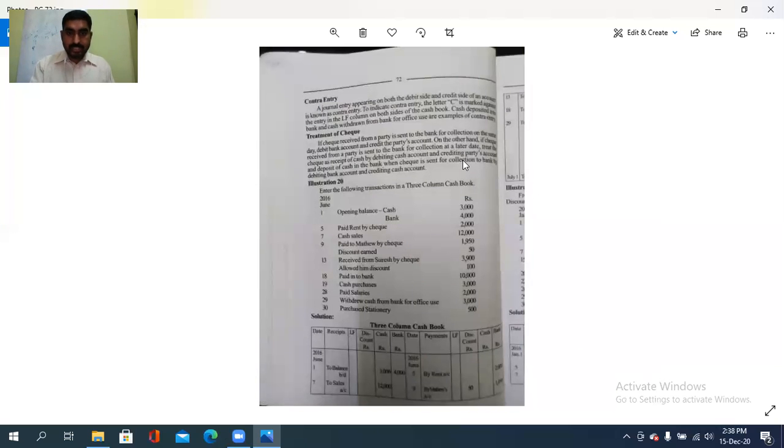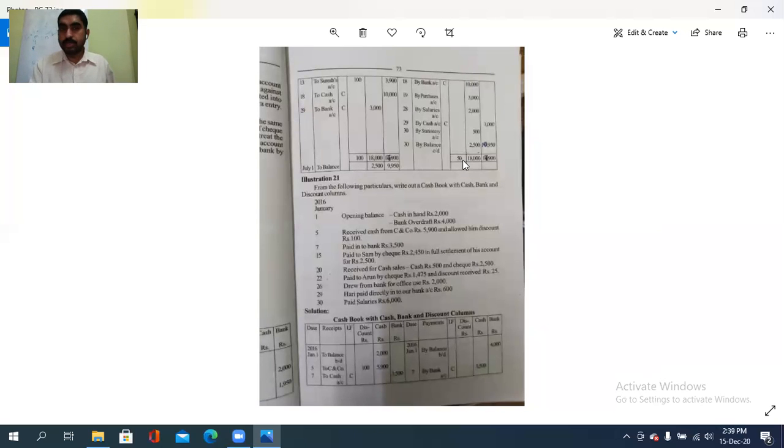Another one, withdrew cash from bank for office use. Withdrew cash from bank for office purpose. So cash account debtor to bank. So that is also a contra entry. Cash account debtor to bank: to bank in the cash column and by cash in the bank column.